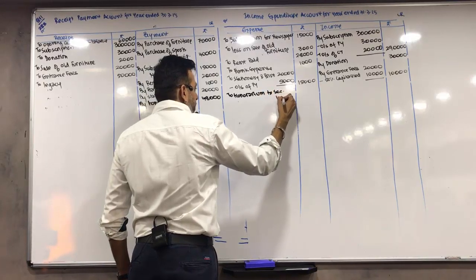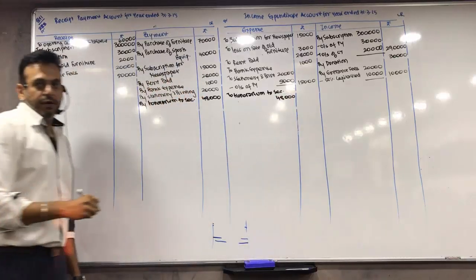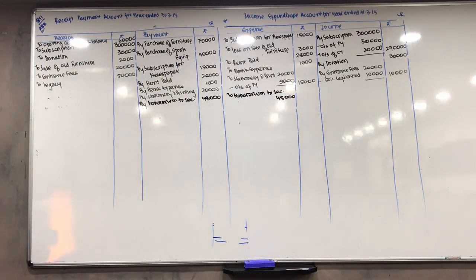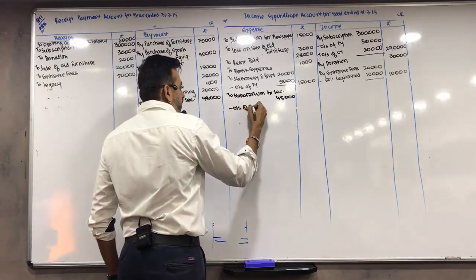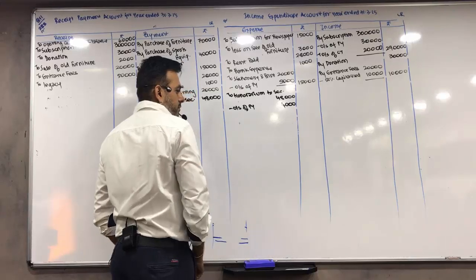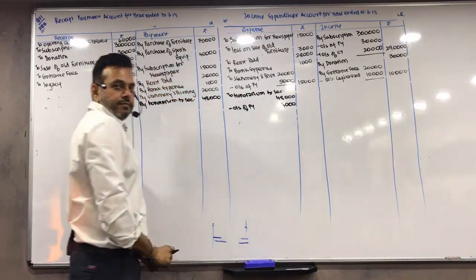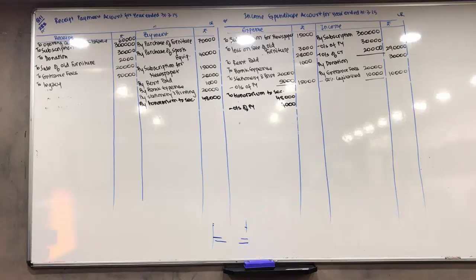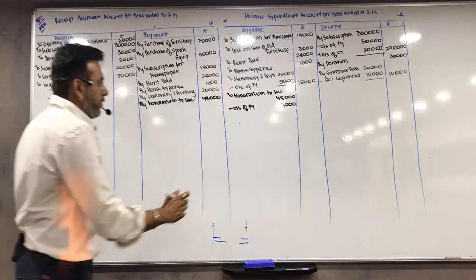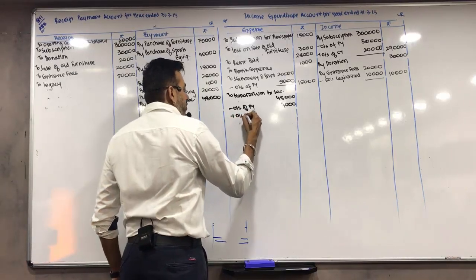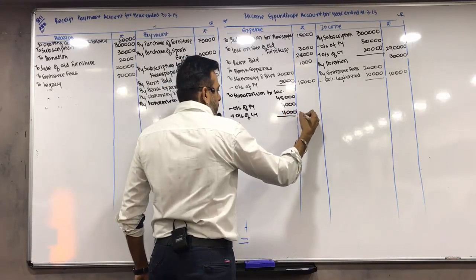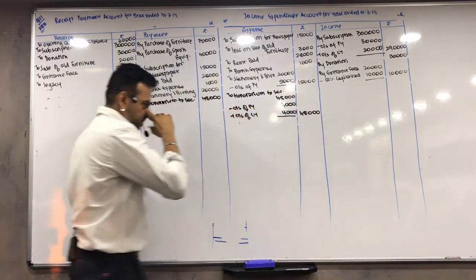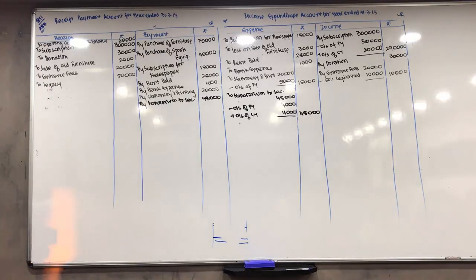Secretary 48,000. How much is of the previous year 4,000, so minus outstanding of previous year 4,000. Current year outstanding is given, yes, outstanding of current year is also 4,000, plus outstanding of current year 4,000. 48,000.